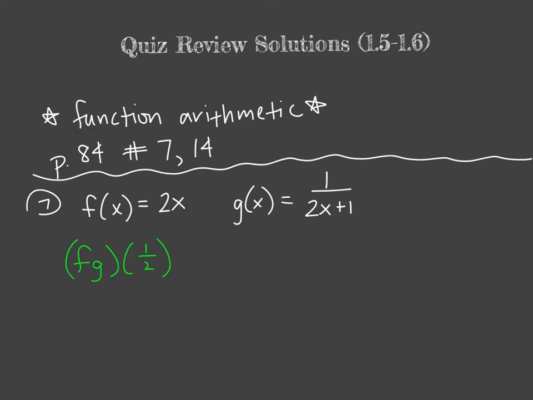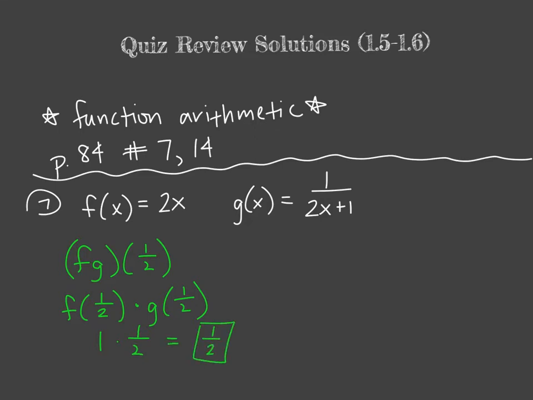Okay, the next one I'm going to do is f times g of 1/2, so I can find the function fg, or I can just plug in 1/2 to each one, which I think might be a little bit easier for these ones that aren't addition. So f of 1/2 will give us 1. And then g of 1/2, this down here, 2 times 1/2 is 1, plus 1 is 2, so this is 1/2. So this ends up being 1 times 1/2, which is 1/2.